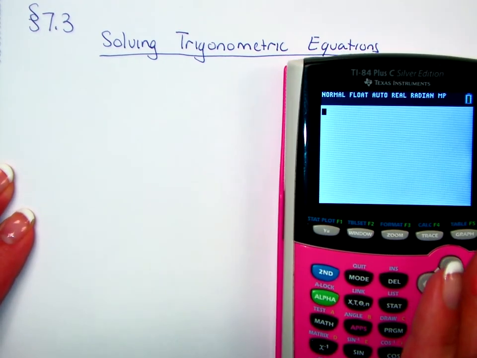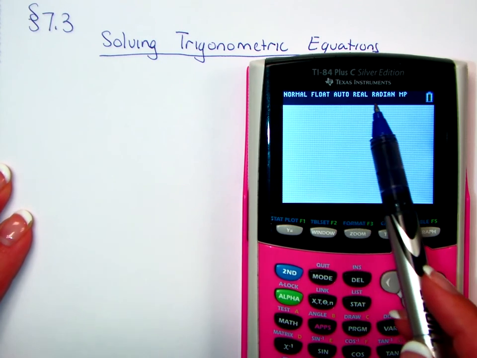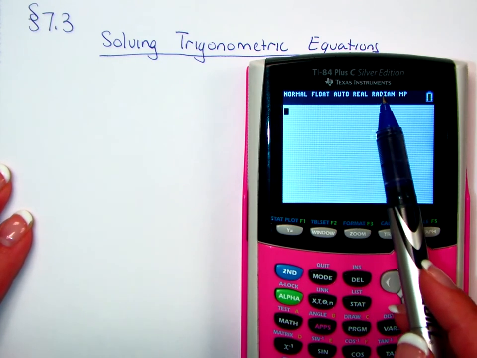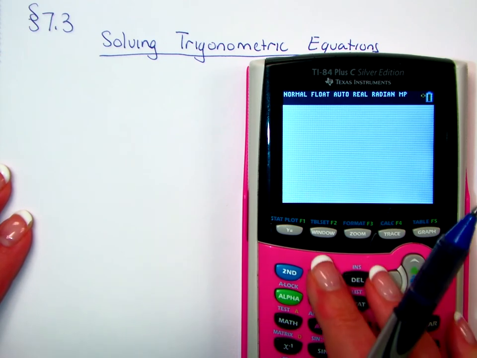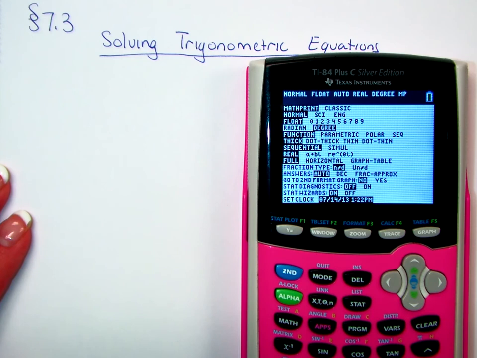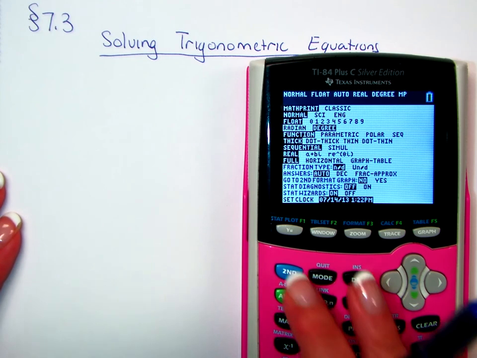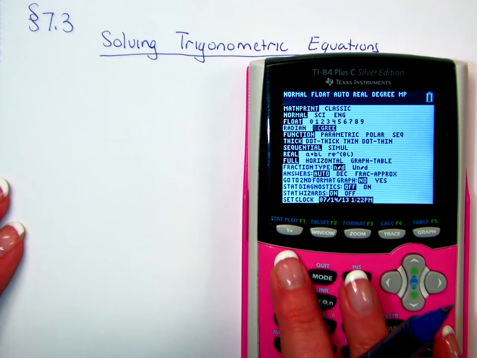So I want you to make sure on your calculator that you are in degree mode, right? My calculator right now is in radian mode. So I'm going to make sure I change that to degree because when I solve these, I want to make sure my calculator is going to give me answers in degrees.